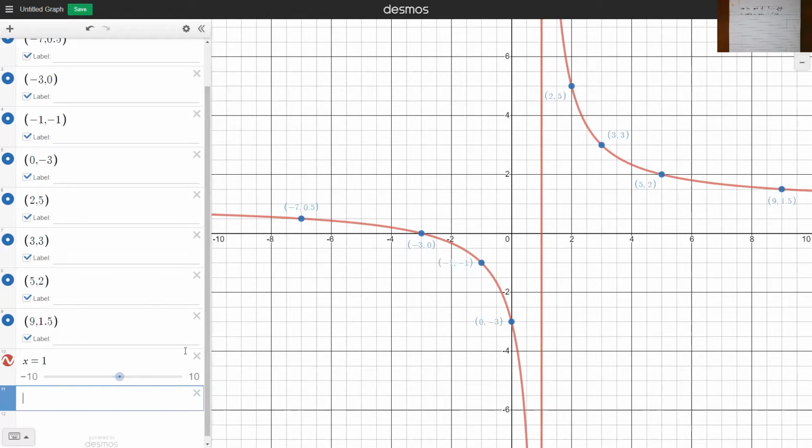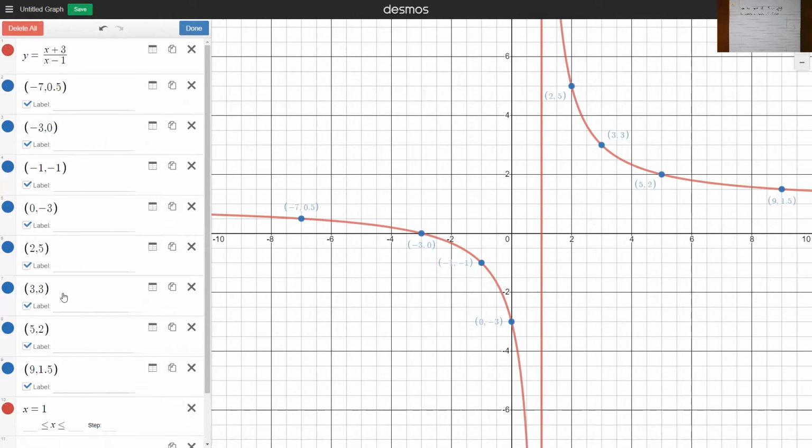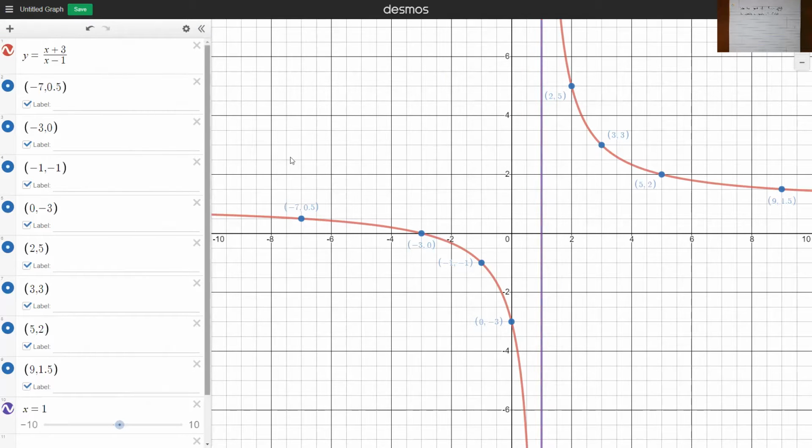So there is one of our asymptotes. And just so that we don't get confused, I'm going to change the color of that so it doesn't look like it's part of our function. So let's make that purple. Okay, so there's one of our asymptotes at x equals 1.